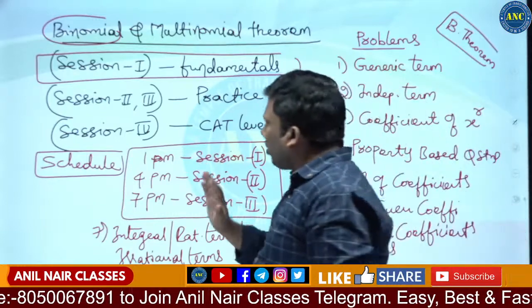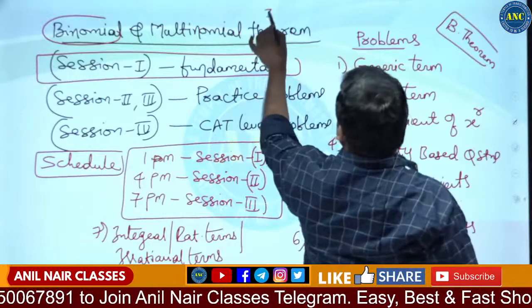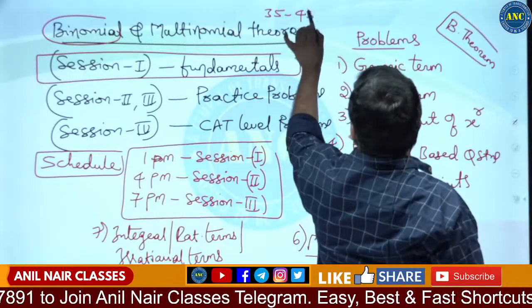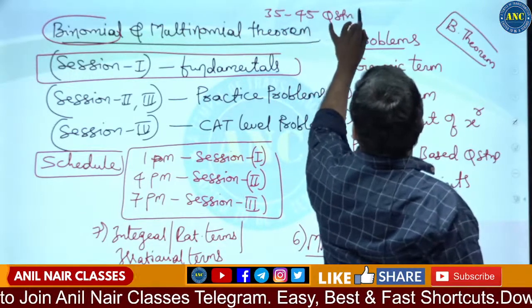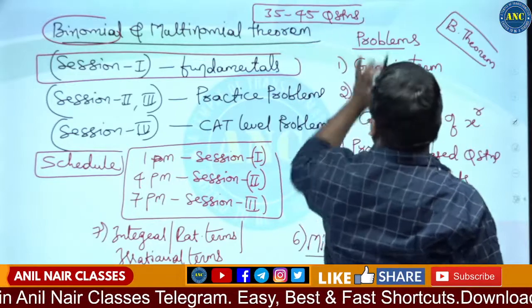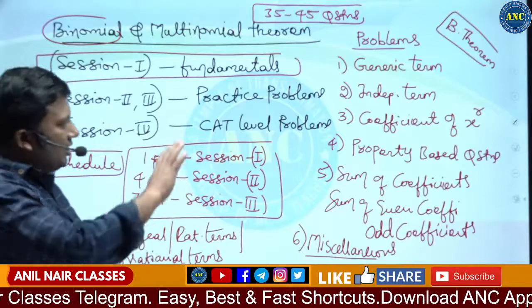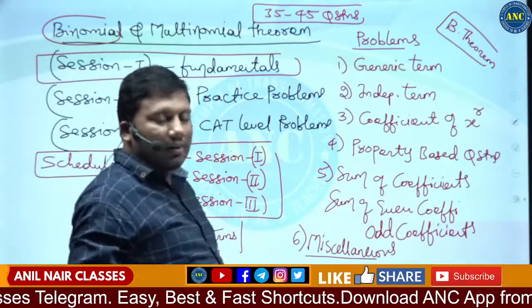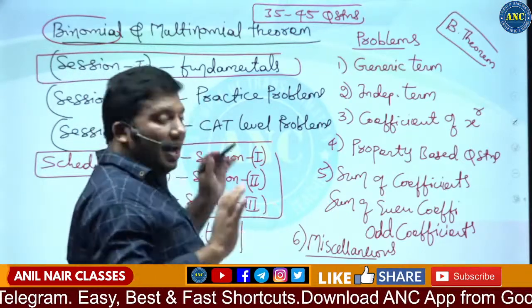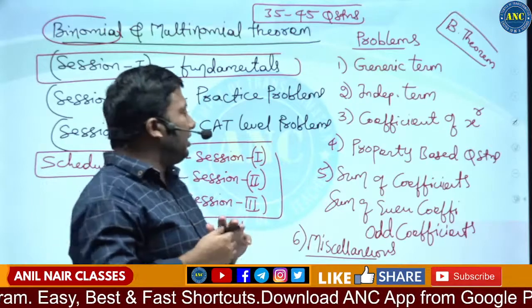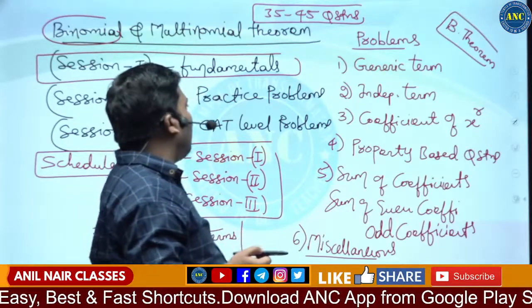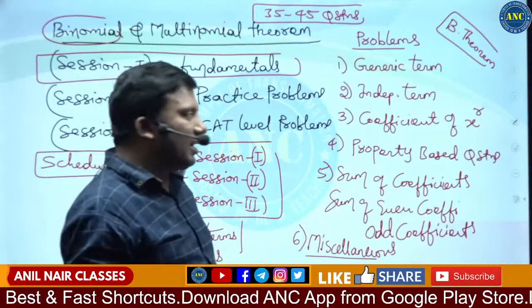In session 4, we will target close to 35 to 45 questions along with fundamentals, so that not a single question will you miss in binomial expansion. These are the kinds of questions that will come. But today, in the first class, I will only concentrate on fundamentals. In the next classes, we will take up practice problems and CAT level problems.